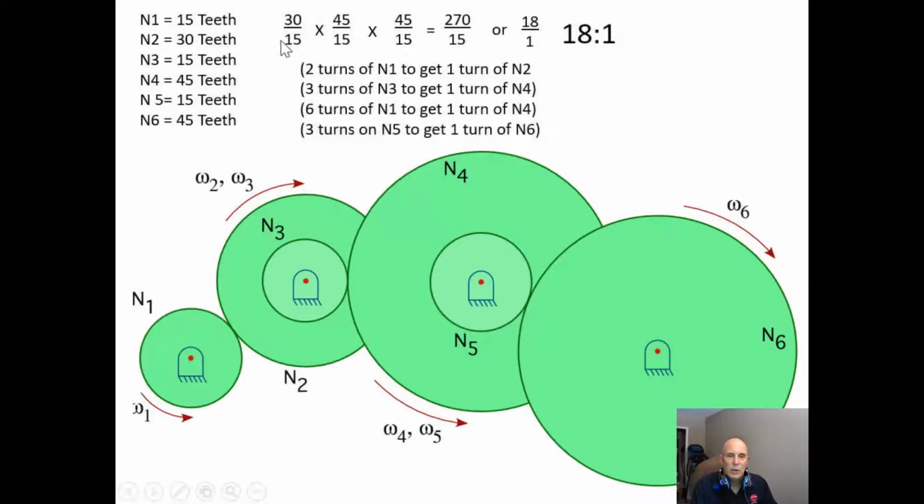We're going to get 30 over 15, which is 2 to 1. We're going to get 45 over 15, which is 3 to 1. We're going to get 45 over 15, which is 3 to 1. And if we multiply those all together, we get 270 over 15, or 18 to 1.